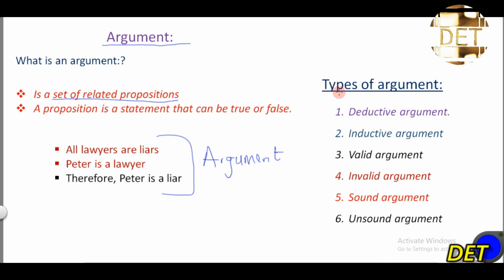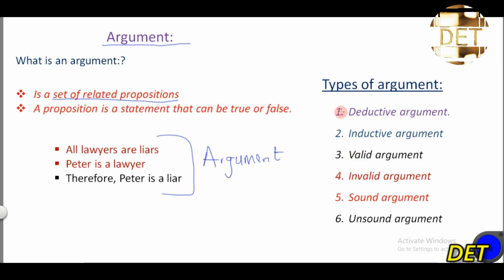So let's look at the types of arguments that we have. Basically, we have 6 types of arguments. We have the deductive argument, inductive argument, valid argument, invalid argument, sound argument, and unsound argument. Again, an argument is a set of related statements or a set of related propositions. And a proposition is a statement that can be true or false, right?